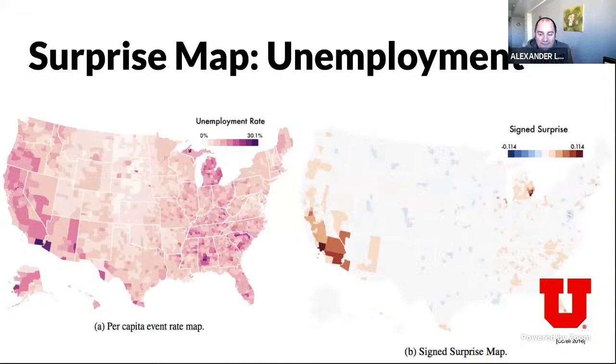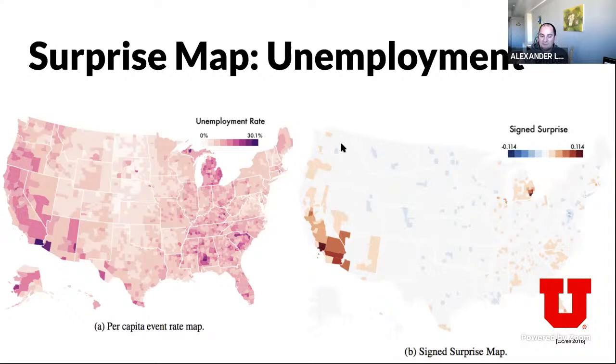And here's an example of this for unemployment. So if you just plotted unemployment rate across the country, you will have effects of small counties like here, for example. This seems to be kind of weird. Why are there so many unemployed people here in the Upper Peninsula of Michigan, or roughly here, in Montana? But again, here there's very few people that live in these areas, right? And so if you calculate a sign surprise map for this, you get a better picture.